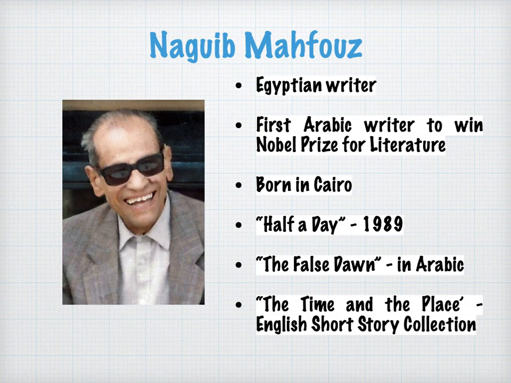He was born in Cairo and this short story titled Half a Day was published in the year 1989. It was initially published in the collection The False Dawn and it was written in the Arabic language. Later, it was translated into English and published under an English short story collection titled The Time and the Place. So let's look at the storyline here.